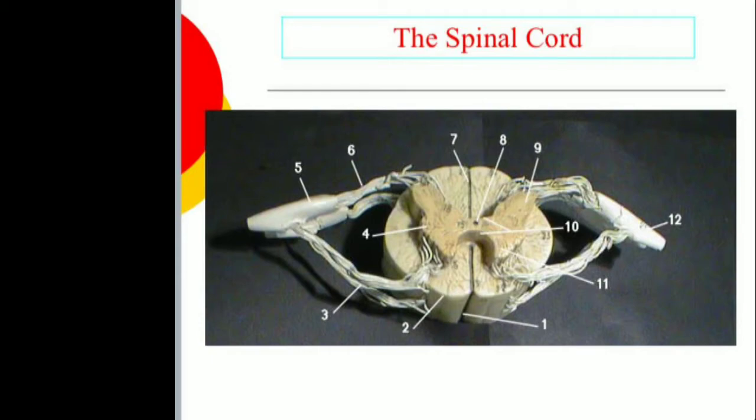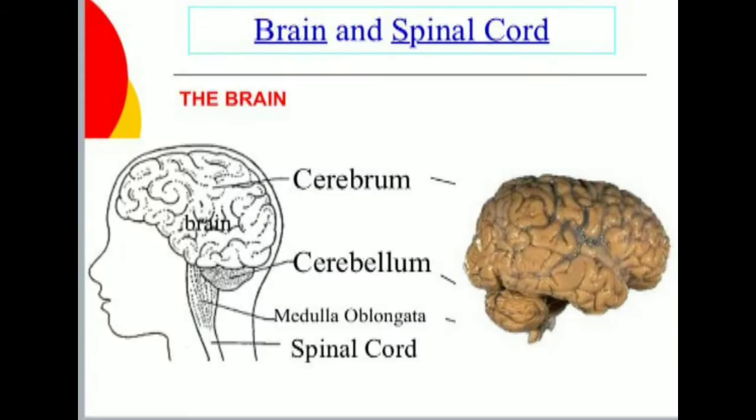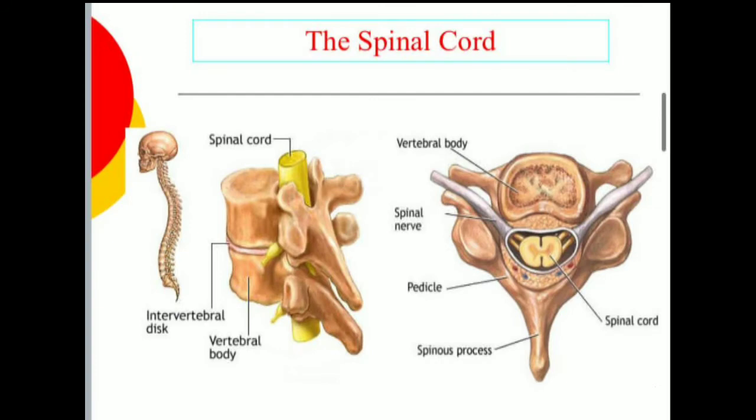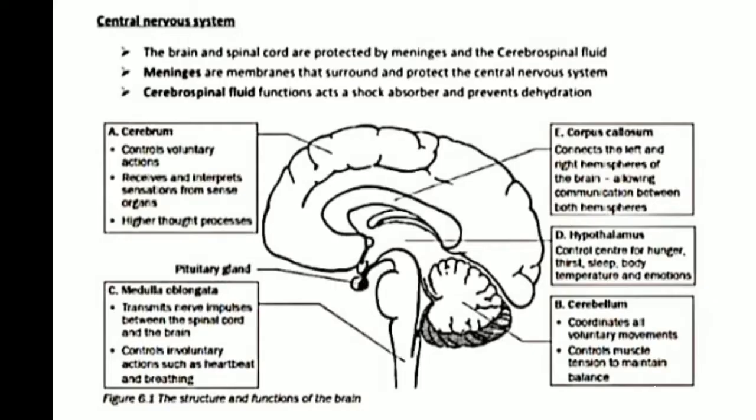But remember, the brain is also protected by the skull, the cranium. But the spinal cord is also protected by the spine, and then the meninges, remember, as we said, are the membranes that surround and protect the central nervous system. Okay, and then now we look at the brain.